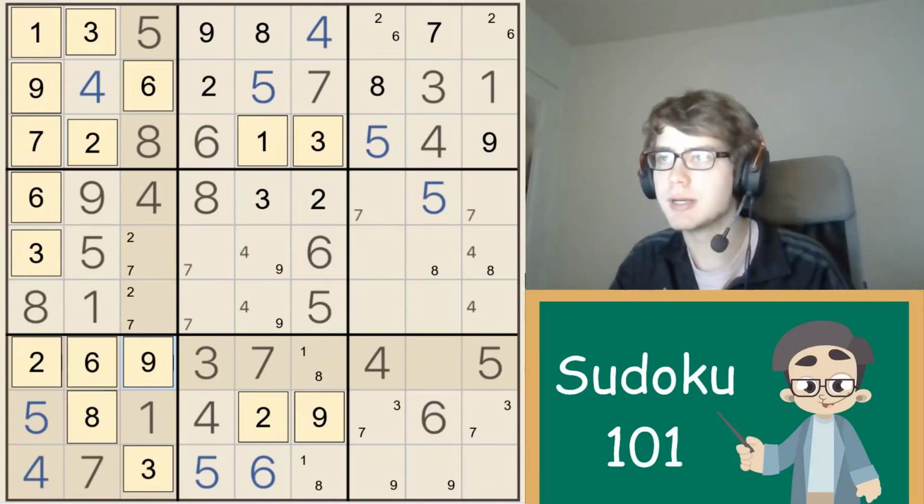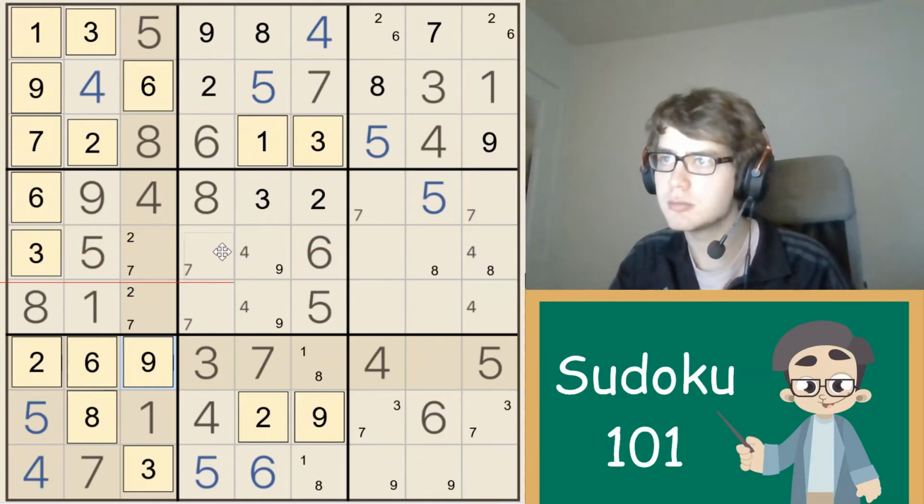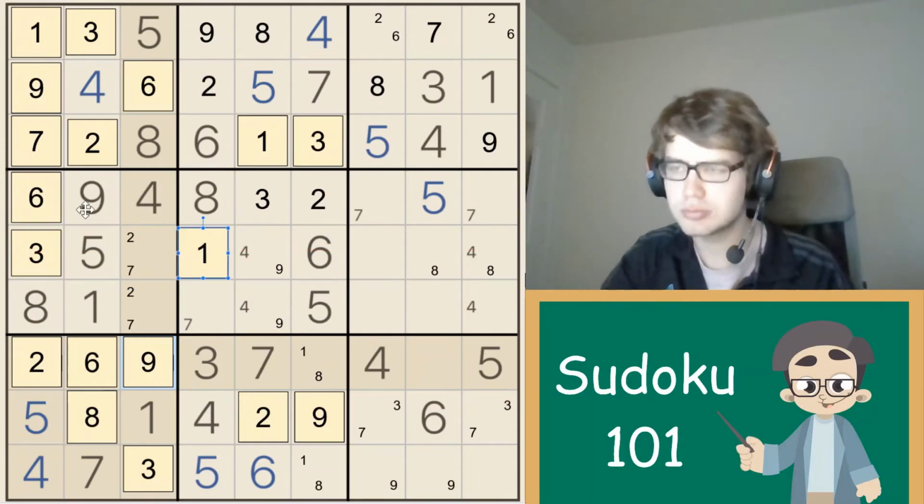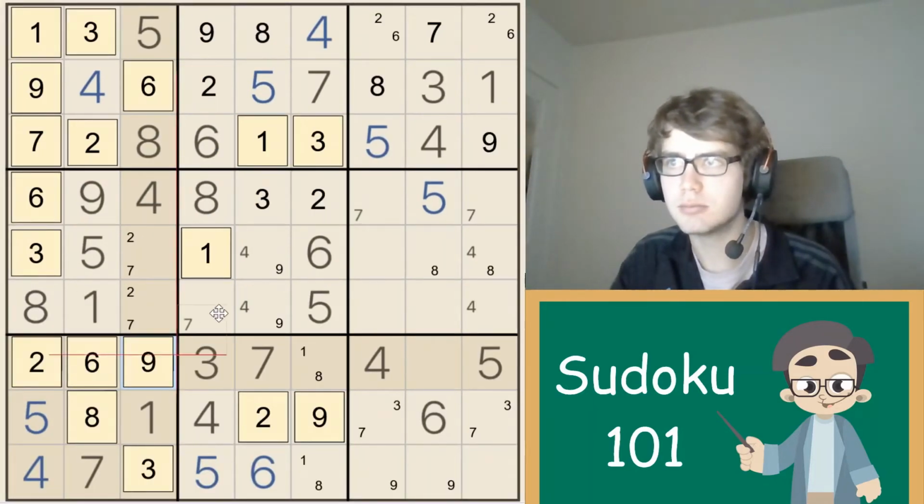Alright, since there's a 1 right here and a 1 right here, the only place a 1 can be in this box is right there. So let's put a 1 over here. Right there seems good. Oop, I broke the screen again. 7 has to go here then. The last number in the column, which means 7 has to go here. And a 2 has to go down here.